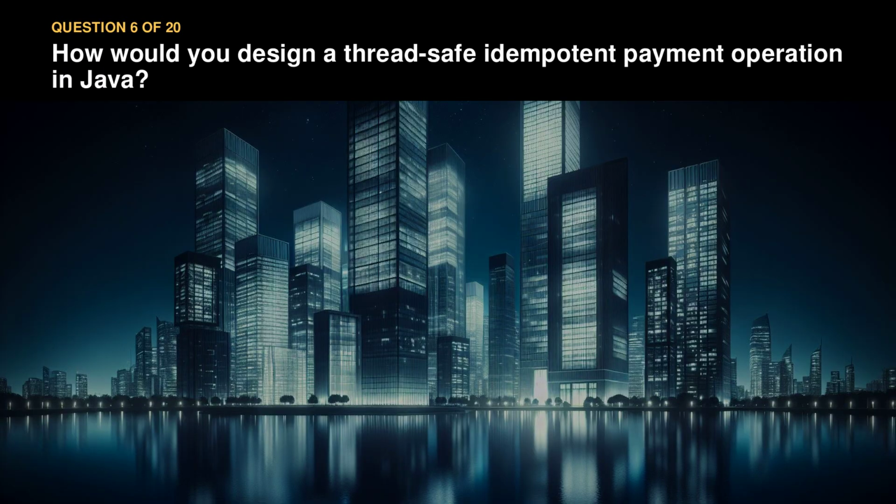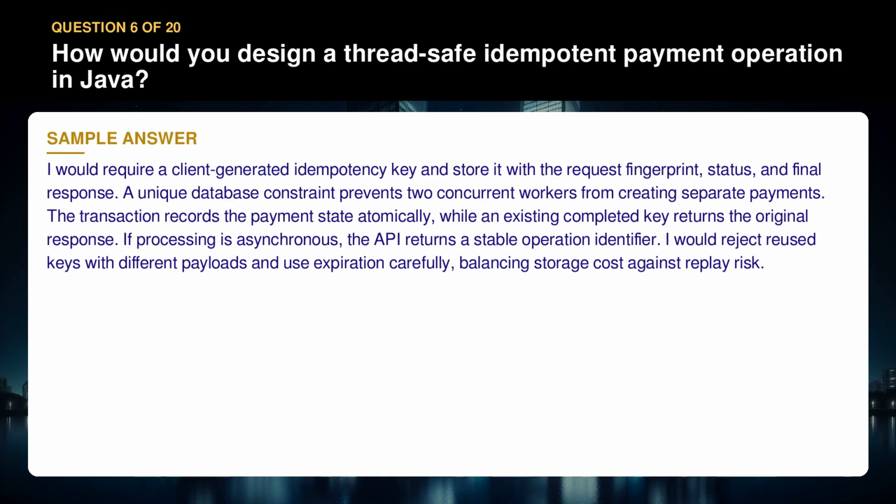Question 6. How would you design a thread-safe idempotent payment operation in Java? I would require a client-generated idempotency key and store it with the request fingerprint, status, and final response. A unique database constraint prevents two concurrent workers from creating separate payments. The transaction records the payment state atomically, while an existing completed key returns the original response. If processing is asynchronous, the API returns a stable operation identifier.